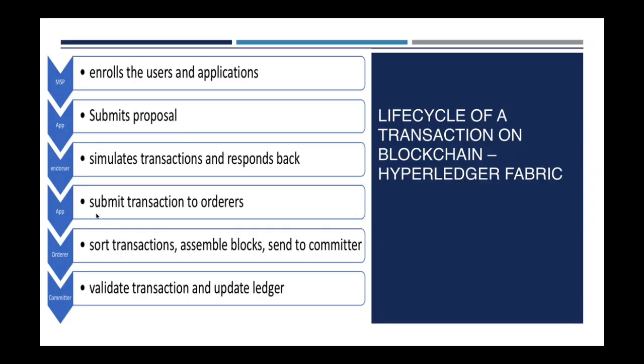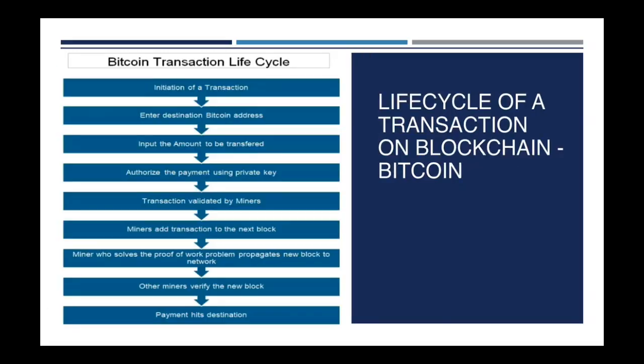The application then submits the transaction to the orderer. The orderer sorts the transactions, assembles the block, and sends it to the committing peer. The committing peer validates the transaction and updates the ledger. So this is the simple way of explaining how a transaction works in Hyperledger Fabric. As we move forward in this course, you will understand the detailed process.